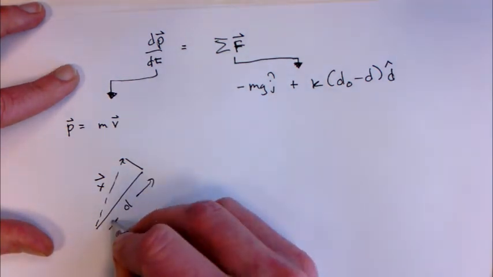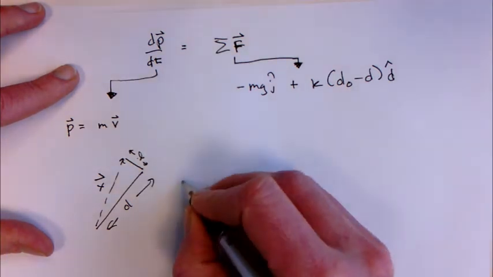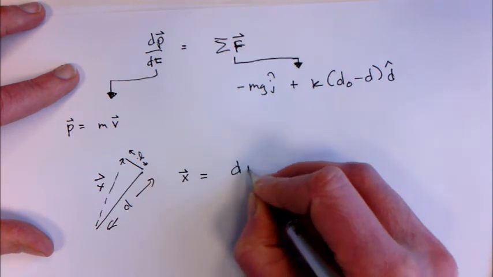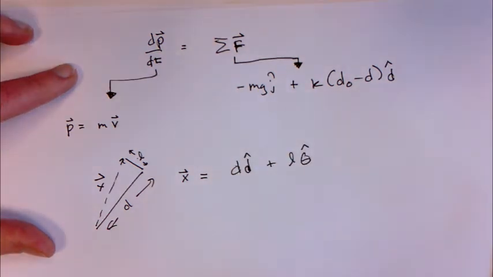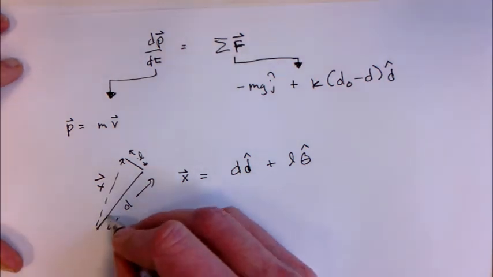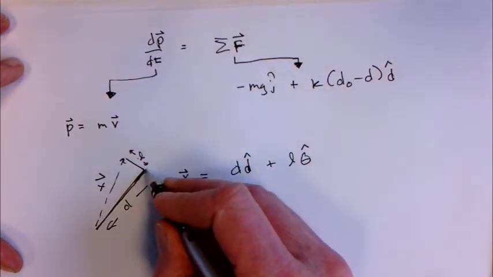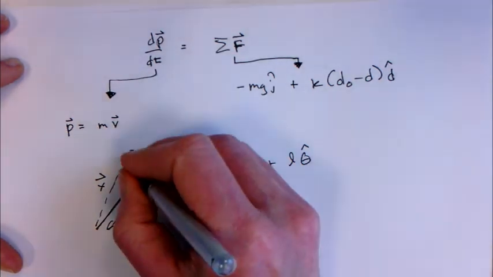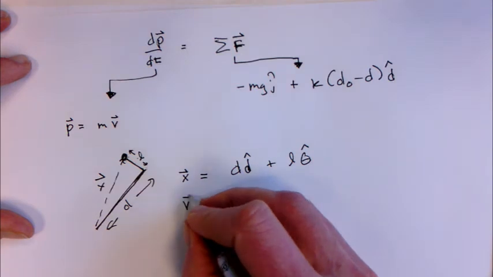This is d, this is L, and the x vector I could write out as d times d hat plus L times theta hat. So I'm using the idea of polar coordinates here. I'm walking out d in the d hat, or what I could also call the r hat direction, and then walking L in the theta hat direction in order to get to the location of the center of mass. What does that mean my velocity is?